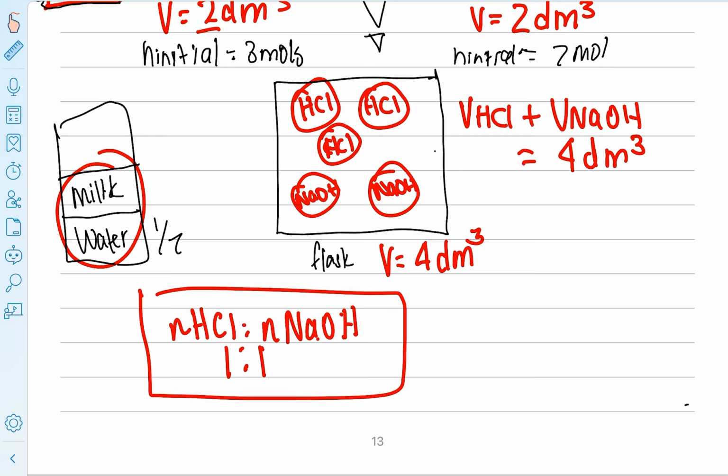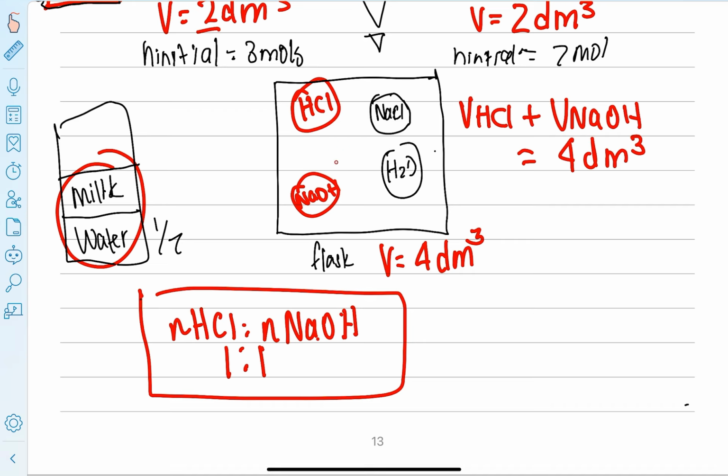Which one is going to be left over? Which one is going to be completely used up? Mole ratio goes into that. But in the form of a picture, let me show you how this happens. The ratio was 1:1, right? That means 1 HCl reacts with 1 sodium hydroxide to form 1 sodium chloride as well as 1 H2O.